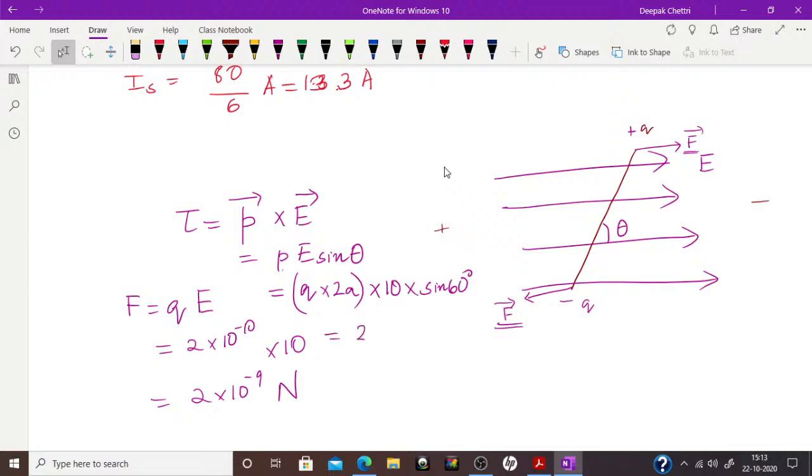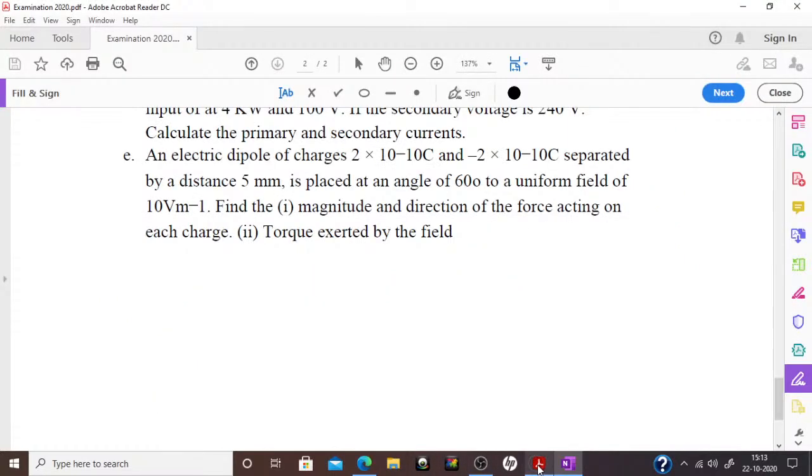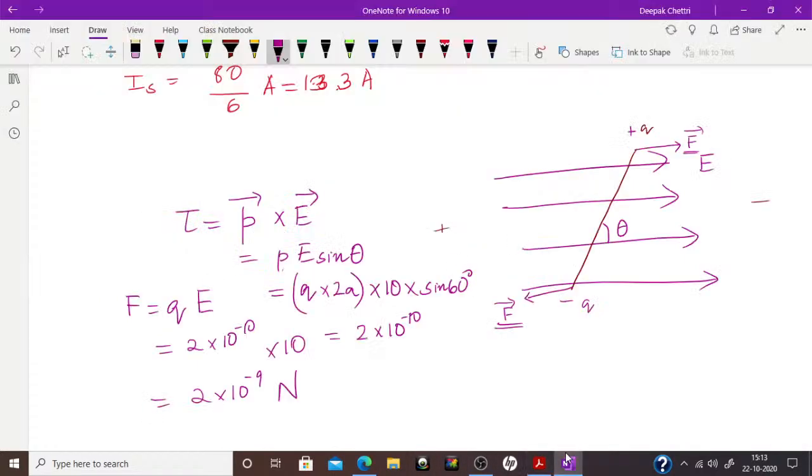Now Q is how much? 2 into 10 to the power minus 10. Distance is how much? 5 millimeter. So you have to convert to meters, so it will be divided by 1000. Then 10, and sine 60 degrees is root 3 by 2. So 10 cancels. 5 into 2 is 10. Again that will cancel one more from here. Now what will be left? This 10 will go up and it will become minus. So 10 to the power minus 11. So root 3 by 2 into 10 to the power minus 11.